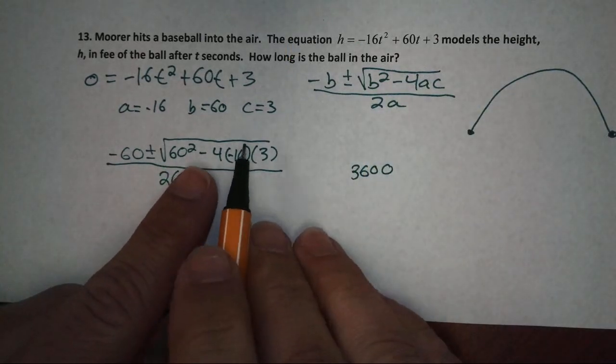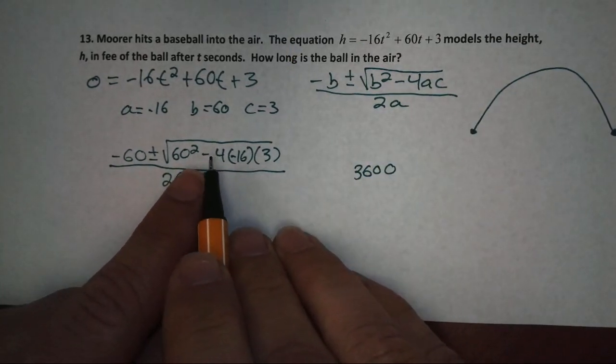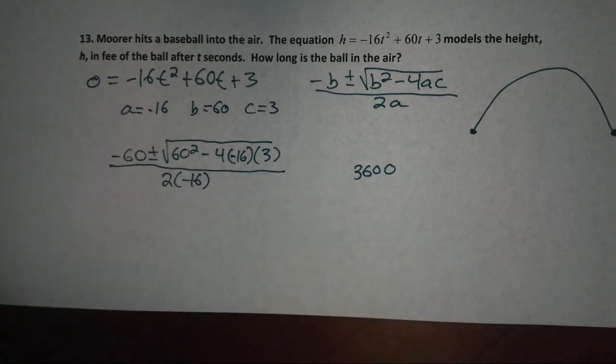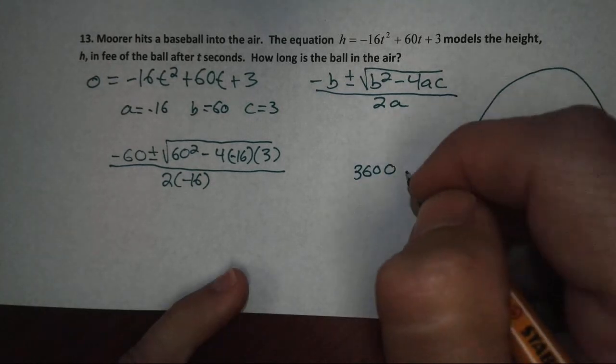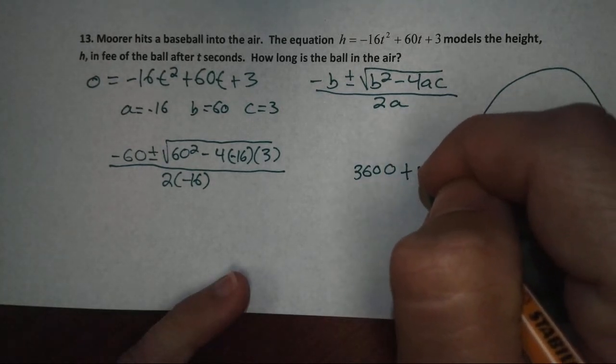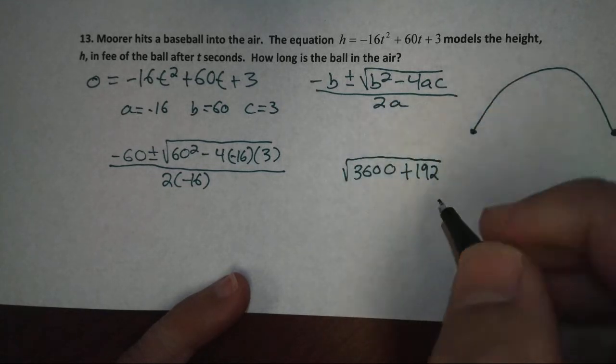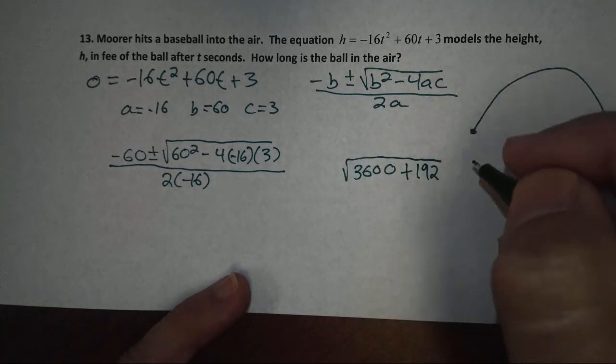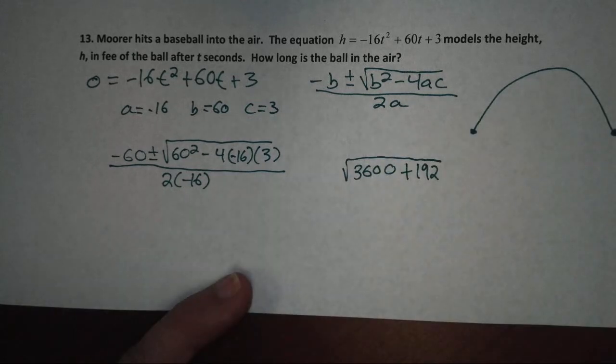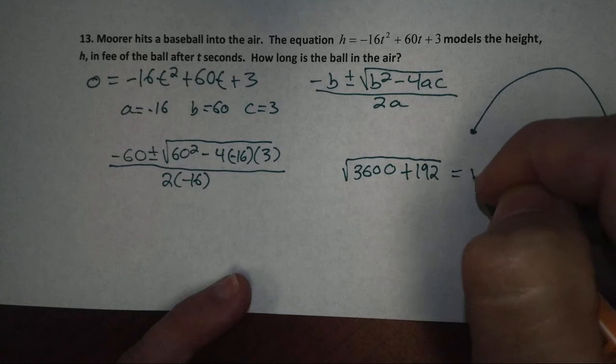Now when I do the multiplication, I like to multiply with this negative to get rid of it. So I'm going to do negative 4 times negative 16, which gives me a positive 64, times that by 3, which gives me a positive 192. So since it's a positive answer, I put a plus 192. Remember, this is under the square root, so we are going to have an answer. So 3,600 plus 192 gives us 3,792.